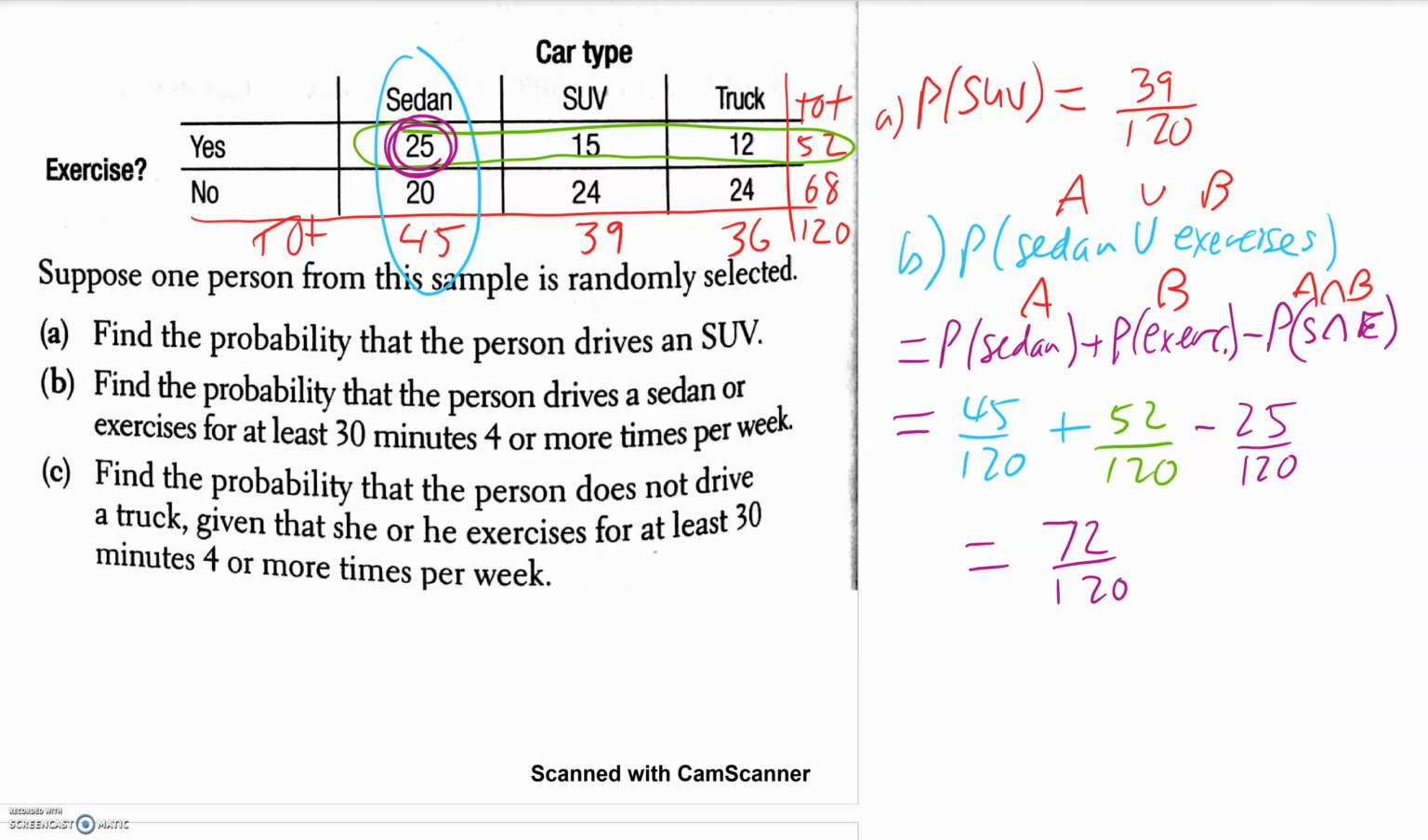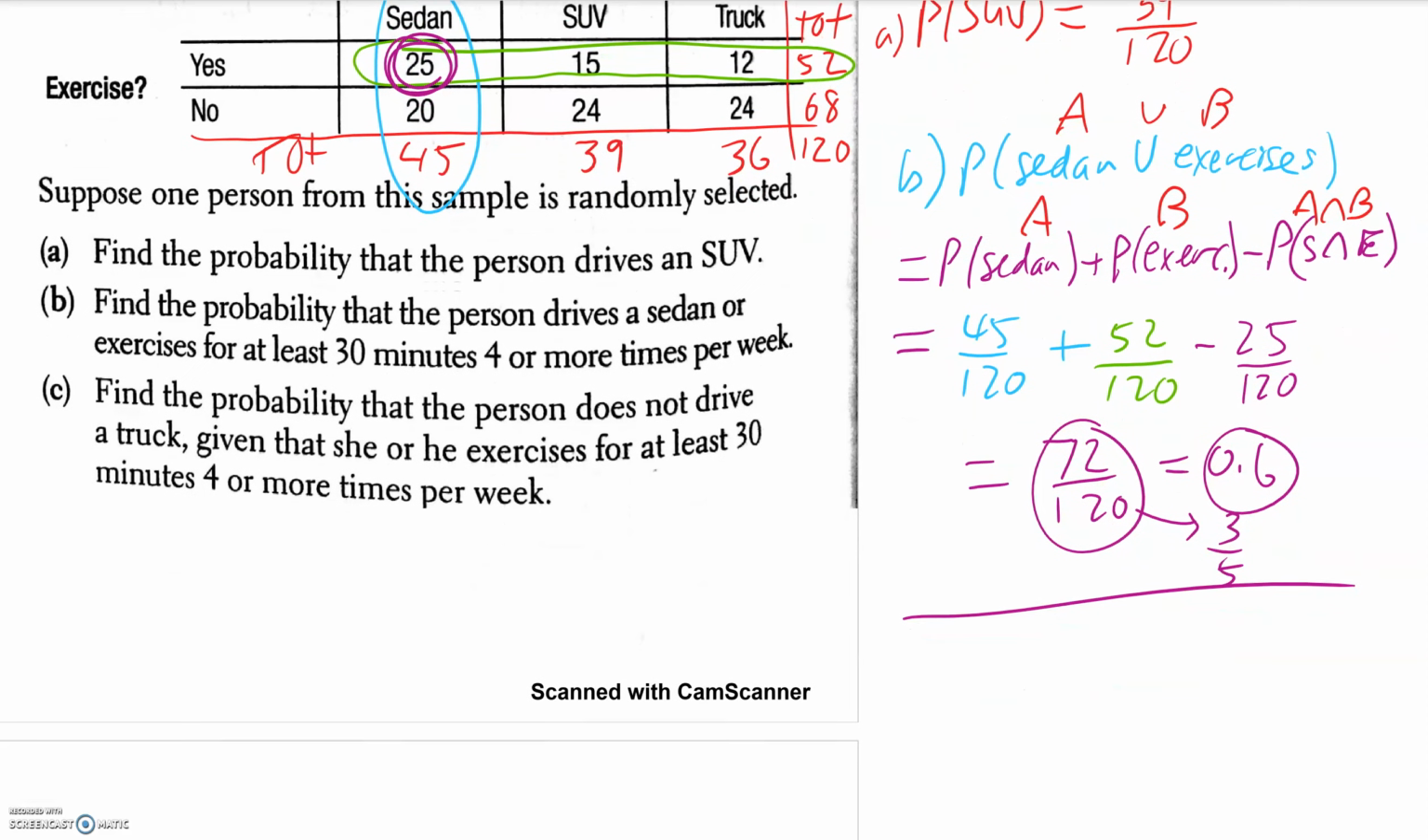Let me just double check in the calculator. I believe it's a 0.6 if I remember correctly. 72 divided by 120. Yes, it is 0.6. All right, there you have it. And if you wanted to reduce the fraction, you could do that. That's also 3/5. Okay, very good. So that's it for B. Let's go on to C.